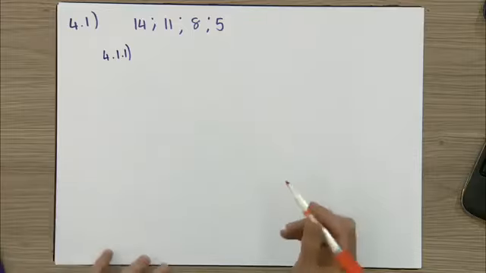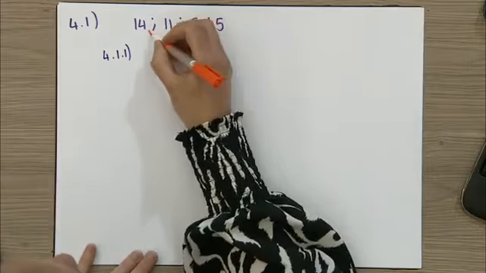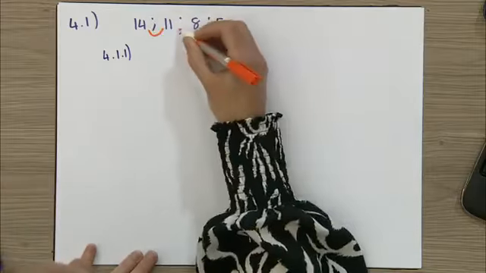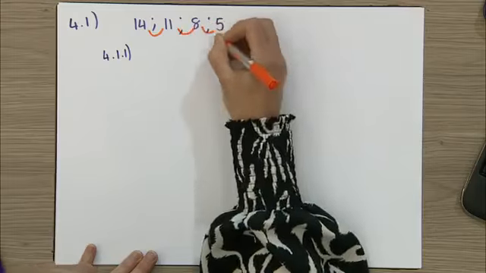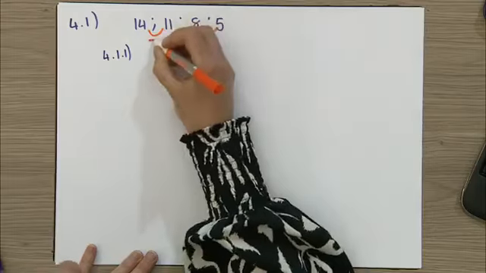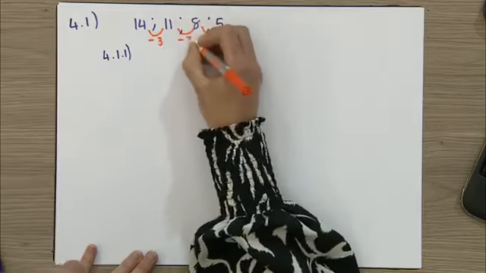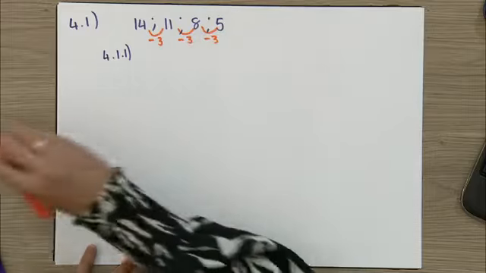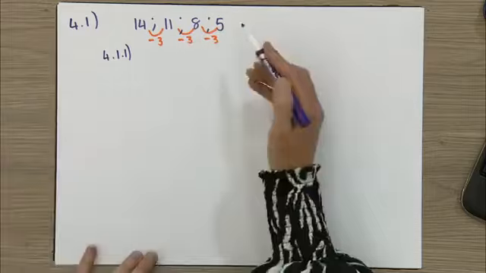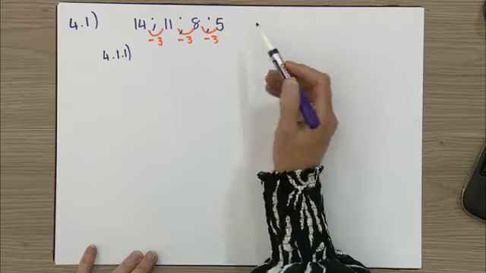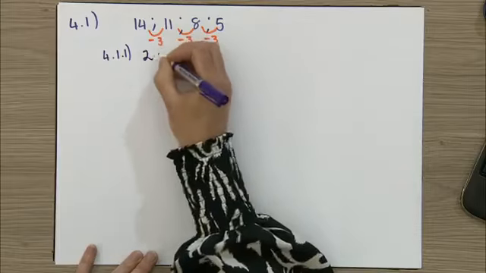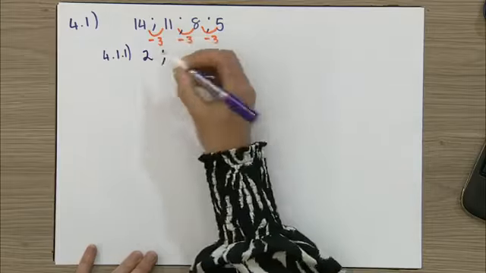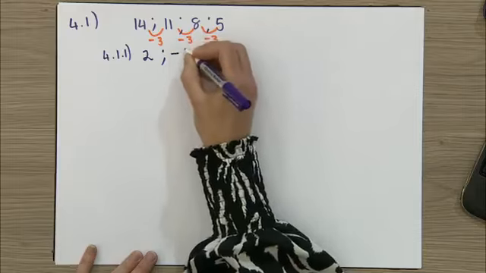So let's see what's happening in this pattern. What is happening from 14 to 11, from 11 to 8, and from 8 to 5? I am subtracting 3 every time, and that is called my constant difference. So if I continue, my next number, 5 minus 3 would be 2, and then 2 minus 3 would be negative 1.